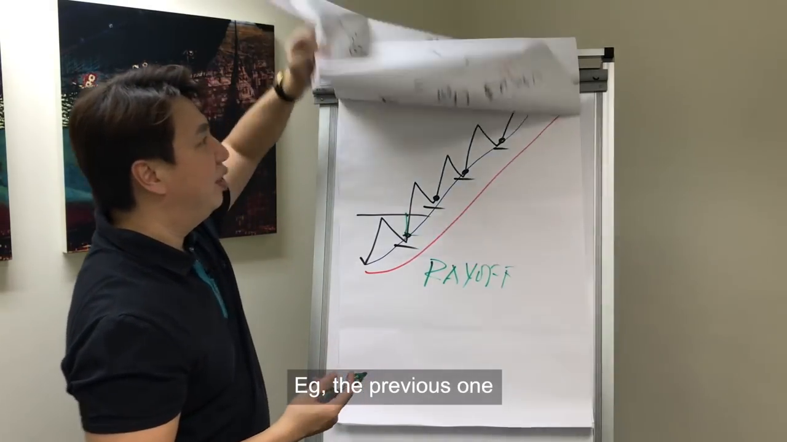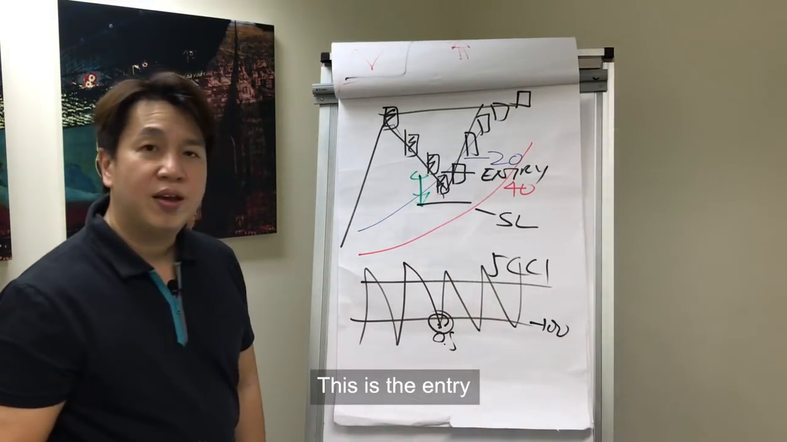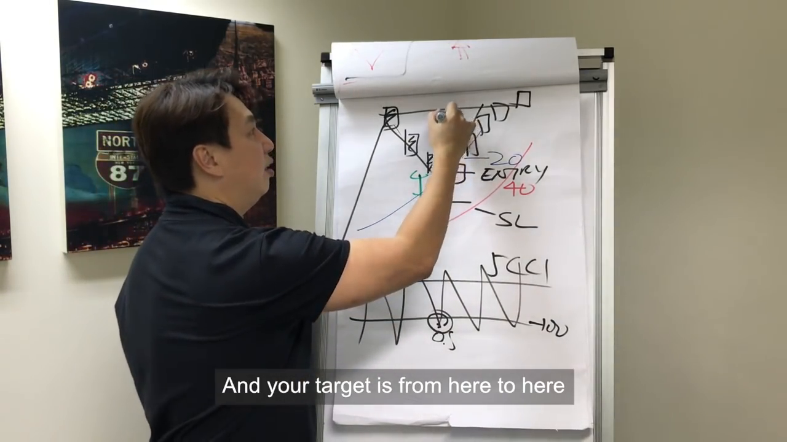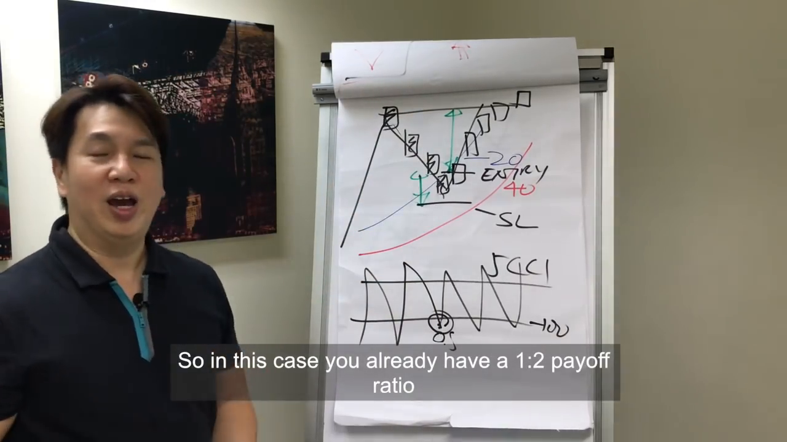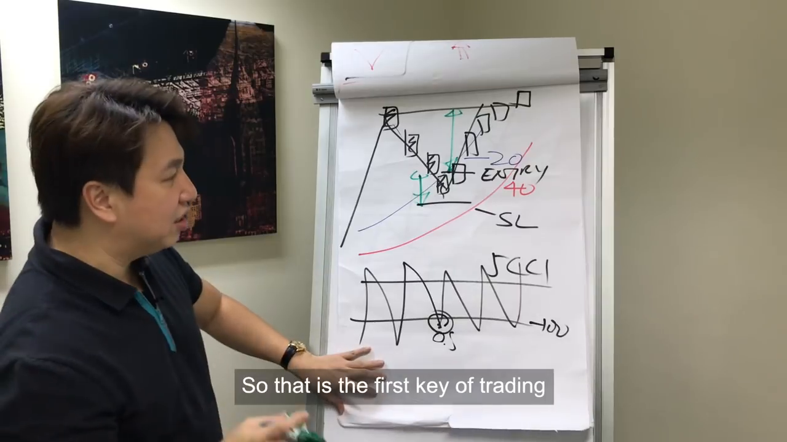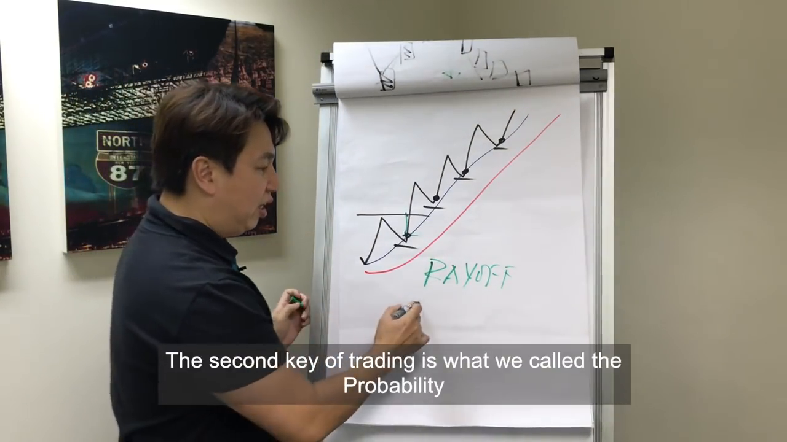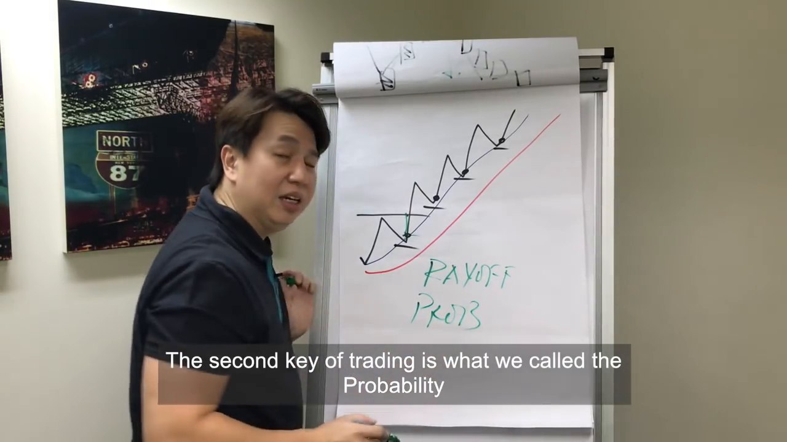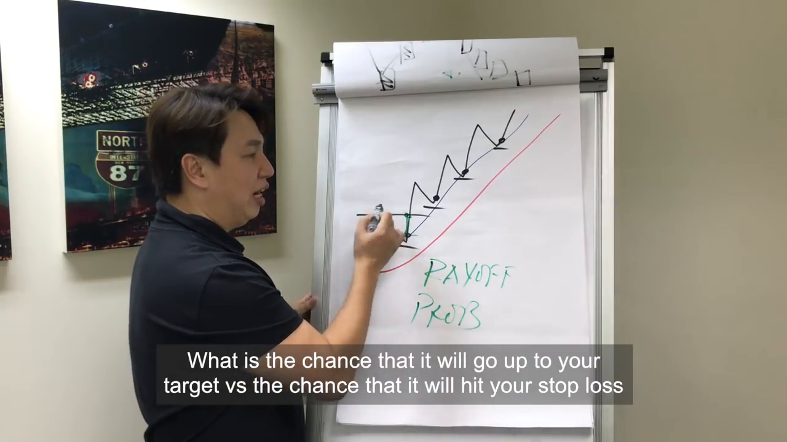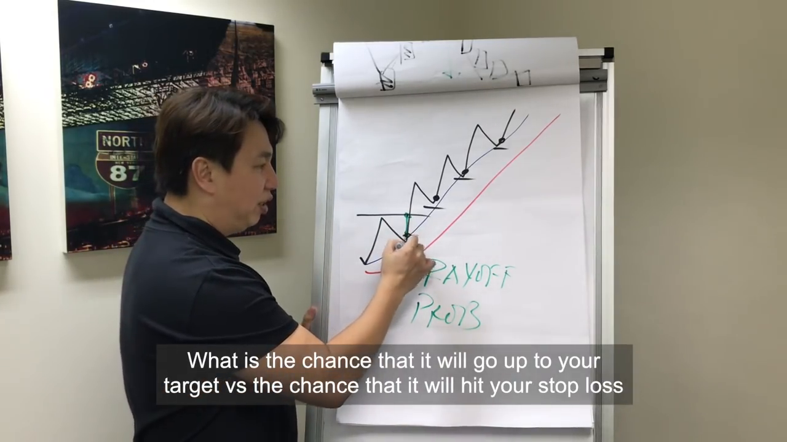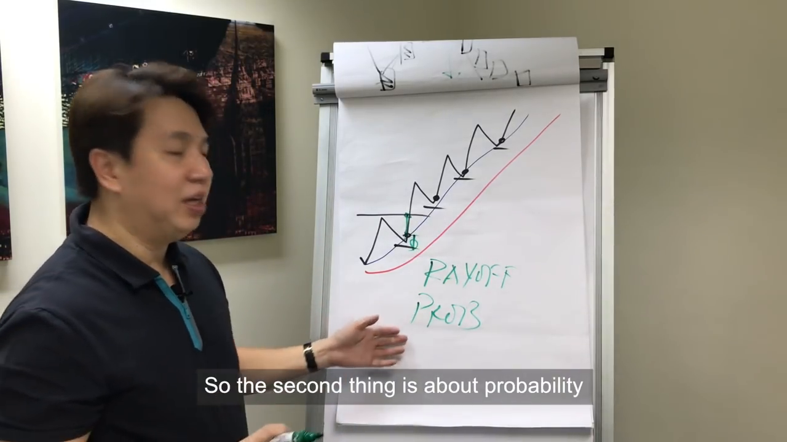As an example, in the previous one, your entry is over here. This is the entry, and your target is from here to here. This is your target. So in this case, we have a 1 to 2 payoff ratio. You follow what I'm saying? So that's the first P of trading, payoff ratio. The second P of trading is what we call the probability: what is the chance that you will go up to your target versus the chance that you will hit your stop loss.